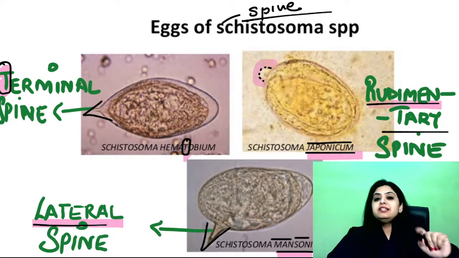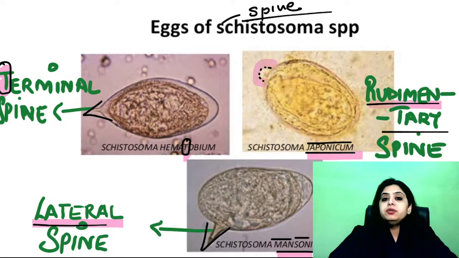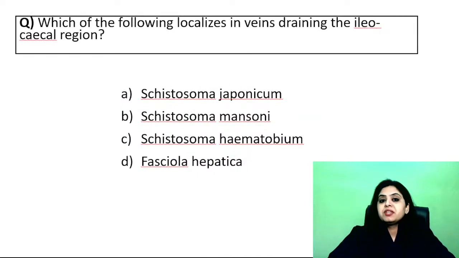They will give you one of these eggs and ask which part of the body they reside in: large intestine, small intestine, bladder, or where. So now maybe you can attempt one question. Which of the following localizes in the veins draining the ileocecal region? This is a very famous question.